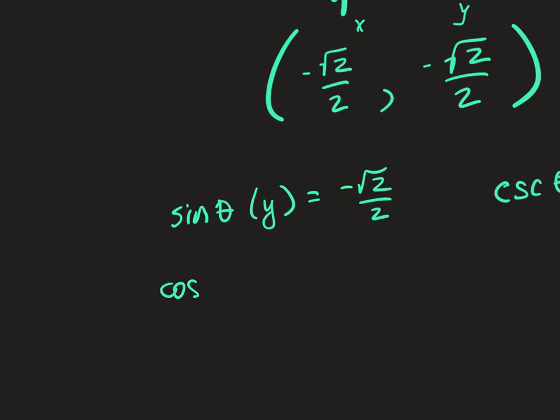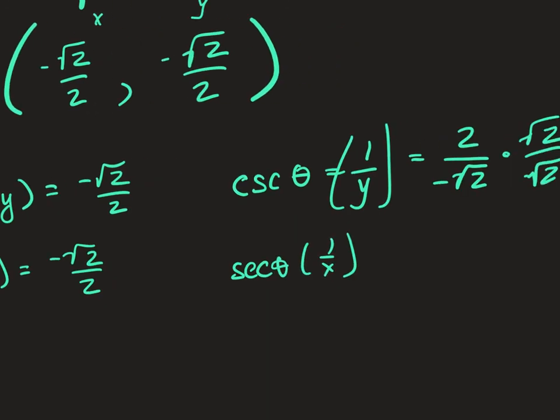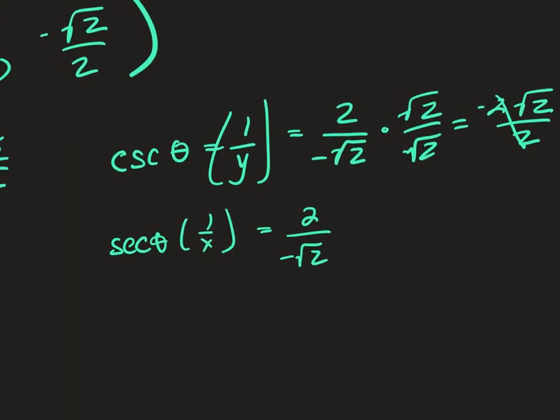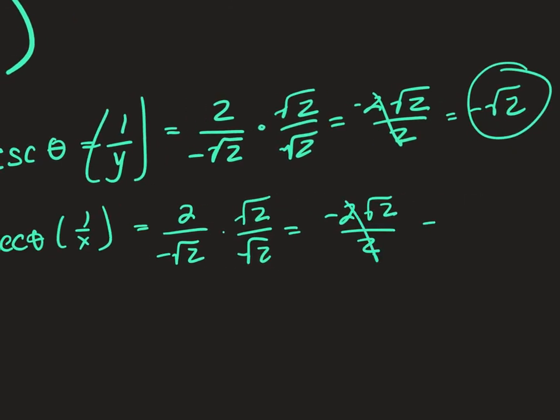All right, so cosine of theta is x. What's the x value? Oh, look, it's the same thing, negative root 2 over 2. So when I go to do the secant, what's going to happen? It's going to be the same thing as before. So it's 2 over negative root 2. We're going to rationalize. We'll get negative 2 root 2 over 2. We're going to cancel and get negative square root of 2.